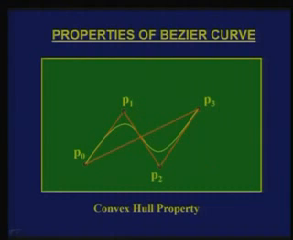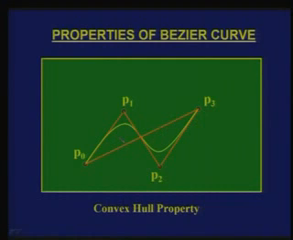Here is an example which demonstrates the convex hull property. The Bezier curve is shown in yellow here. This is the first point, this is the second point, this is the third point, and you have a fourth point which is shown here. Now the curve has a tangent from 0 to 1, and this is the tangent which is shown. Similarly, it is tangential to the last and last but one. So this is the final curve.